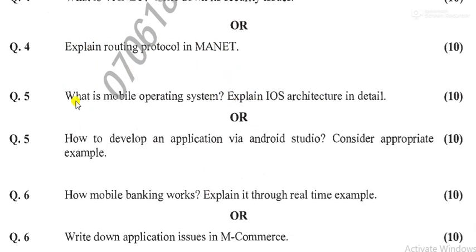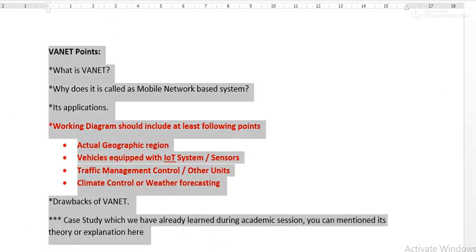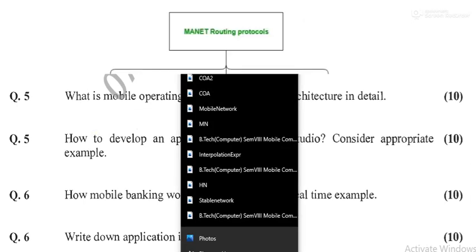Okay, now the next thing is mobile operating system: explain iOS architecture in detail. I hope in the recorded sessions I have uploaded the theory related to what is a mobile operating system and how it differs from desktop based operating systems. I have covered its architecture and its introduction part also, in which I compared the mobile operating system with the desktop based operating system. Okay, so you can go through its theory, where I have explained its working also.